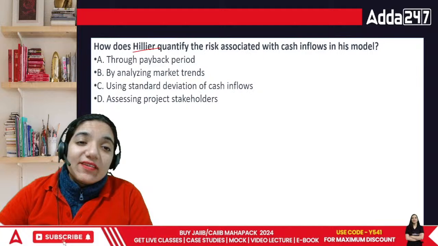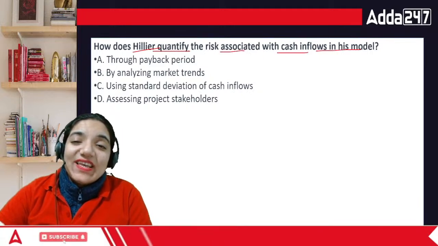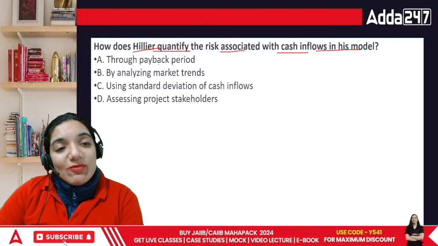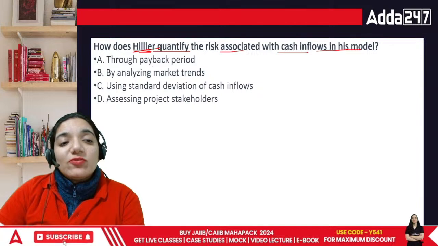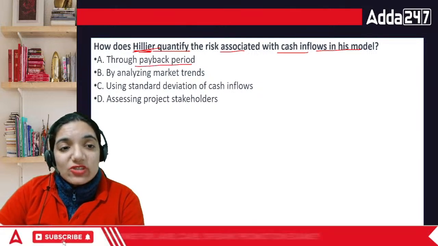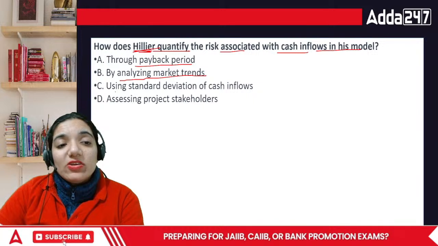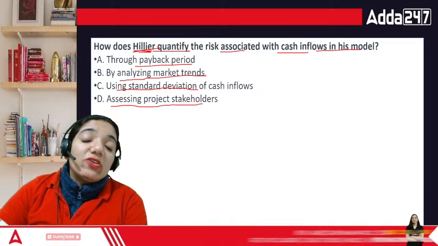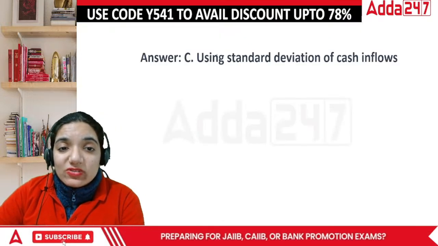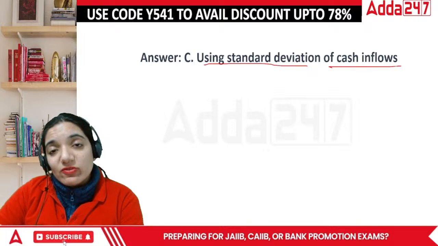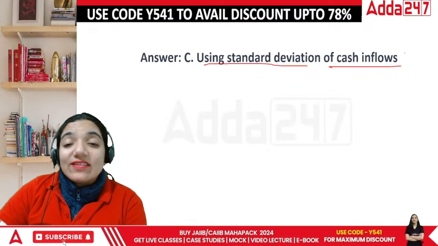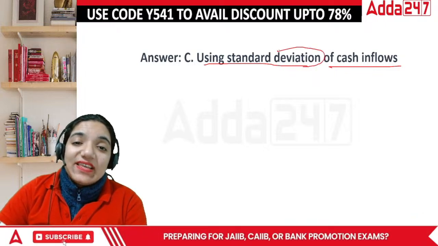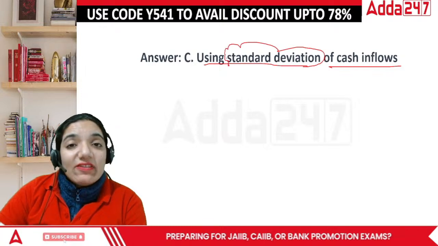How does Hillier quantify the risk associated with cash inflows in this model? Hillier gave a particular model, which is actually called by the name of the person who originated it. Through the payback period, he's talking about cash inflows by analyzing market trends, or using standard deviation of cash inflows, or assessing the project stakeholders. When we talk about Hillier, his model used standard deviation of cash inflows. The deviation from the mean is considered in this area, that is, they consider the standard deviation.